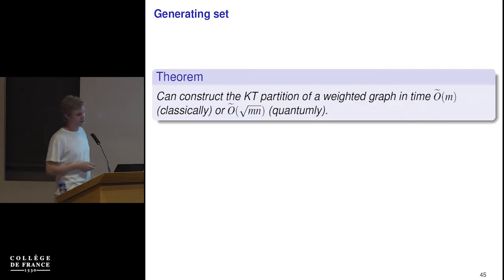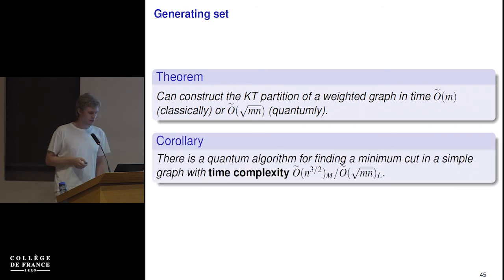So this proves the following theorem, that we can construct this KT partition of a weighted graph in time O tilde m classically, or O tilde square root mn quantumly. Again, it's in the list model. One corollary here is that we bring down the time complexity of all our quantum algorithms for minimum cut down to the query complexity bound. So we provide time-efficient algorithms, namely O tilde n to the 3 over 2 in the matrix model and O tilde square root mn in the list model.